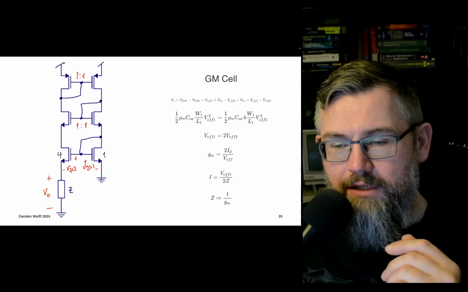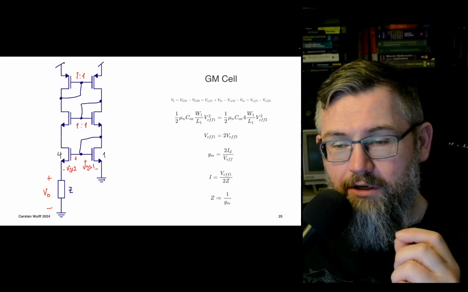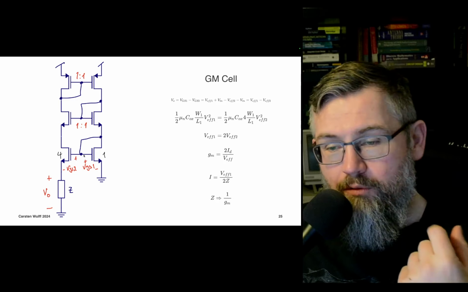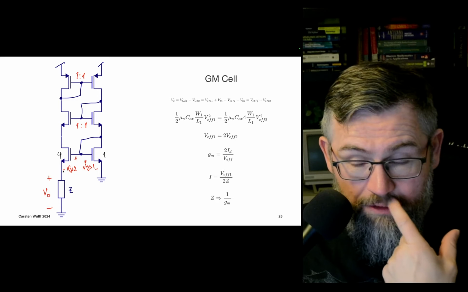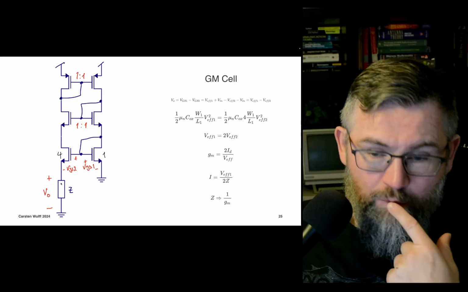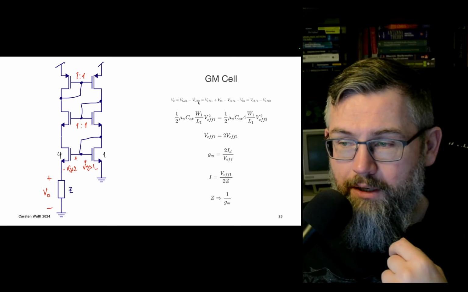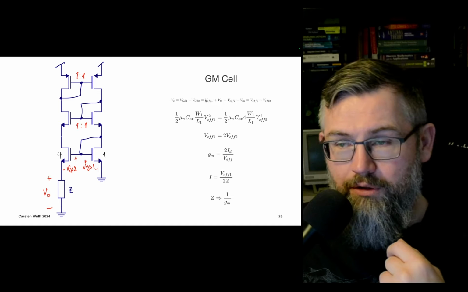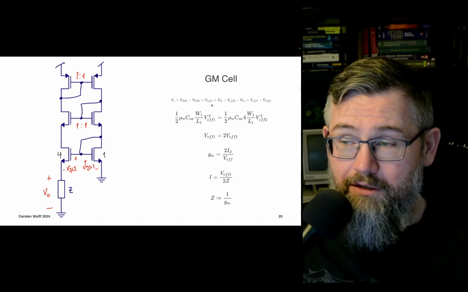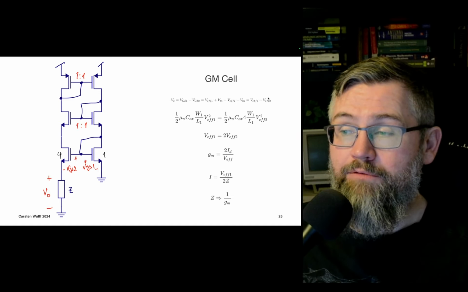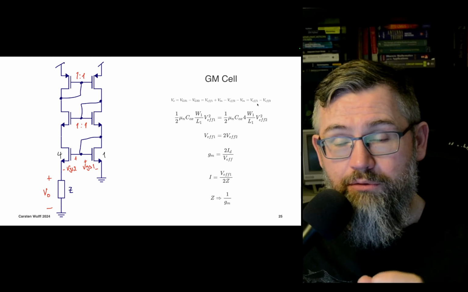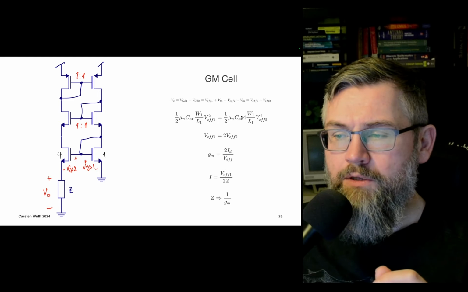So if we do the same type of thinking, if we start at ground, we go up 1 VGS, we go down 1 VGS, we can see that the output voltage is going to be given by VGS1 minus VGS2, and then we can put in the values for the V effective and the threshold voltages, and we can figure out that it's going to be the difference between two threshold voltages.